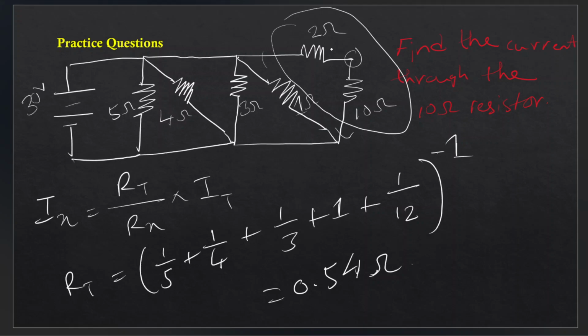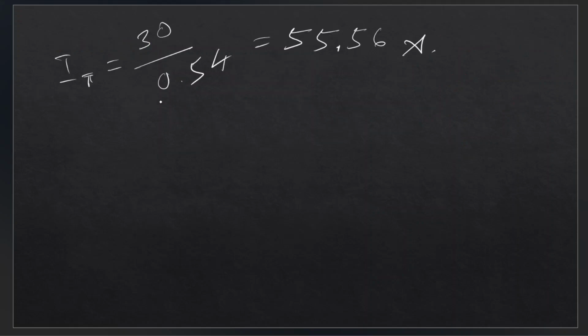Now what about Rx? Again, remember this 2 ohm and 10 ohm are a single series branch. So for finding the current through 10 ohm, we have to consider the resistance value of this entire branch. So Rx will be 10 plus 2 ohms, so Rx is equal to 12 ohms. Now we can find the current through the 10 ohm resistance.